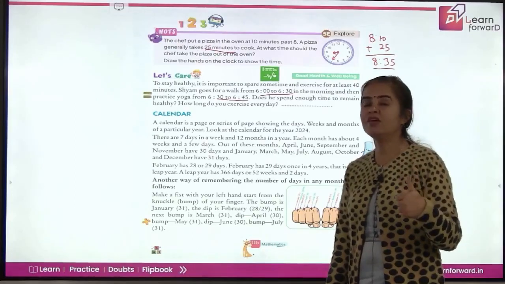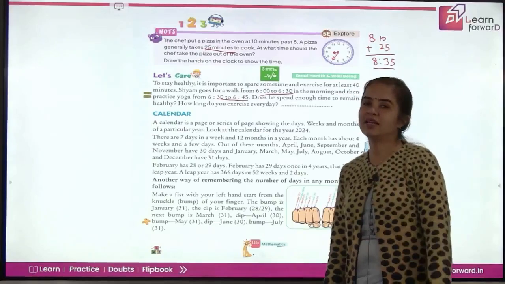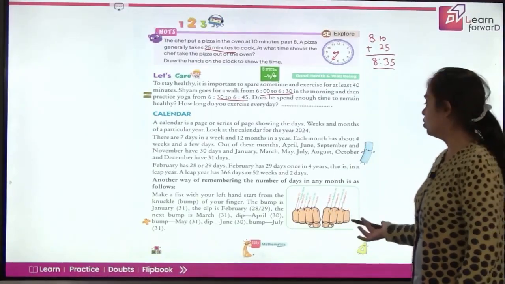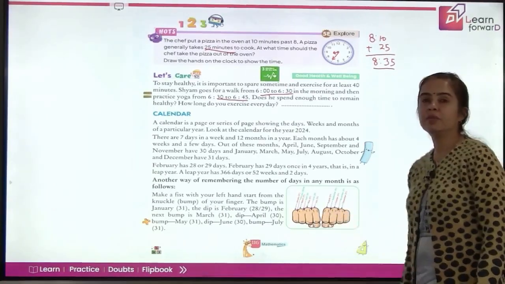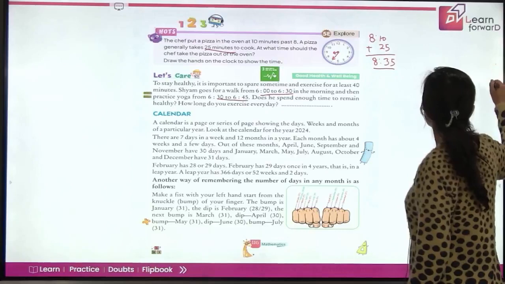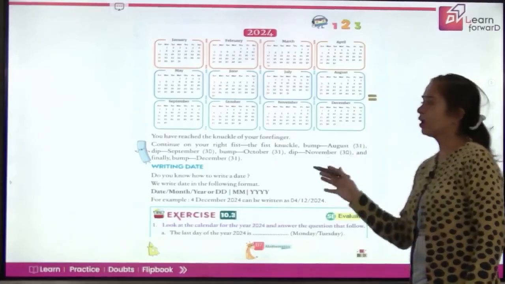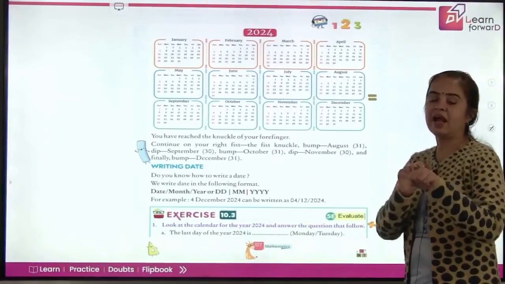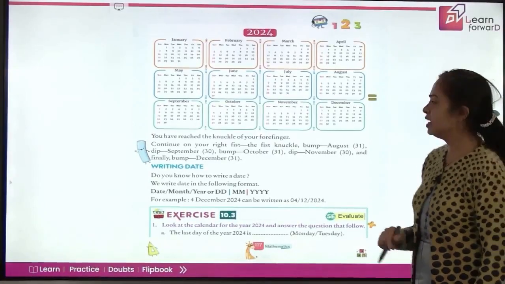one February which has 28 days, and after a few years it has 29 also in a leap year. So this is how your fist is going to help you in remembering how many days are there in each month. So this is your calendar. You have reached the knuckle of your 4 fingers, and I have taught you how to know the number of days in each month.